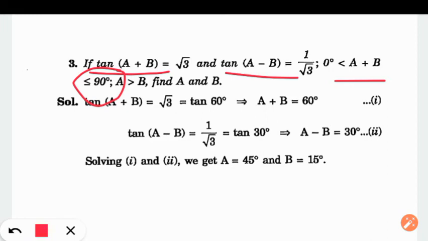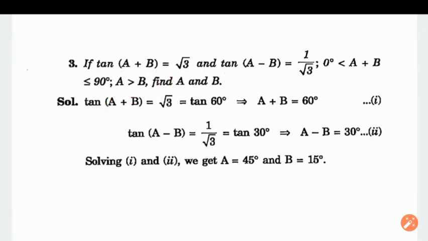So if you add two acute angles, what will you get? Both are acute angles, and in this question if you add A plus B, you will get a value either 90 degrees or less than 90 degrees. And one more thing in this question: angle A is greater than angle B. So what are we required to find? We are required to find the values of A and B.